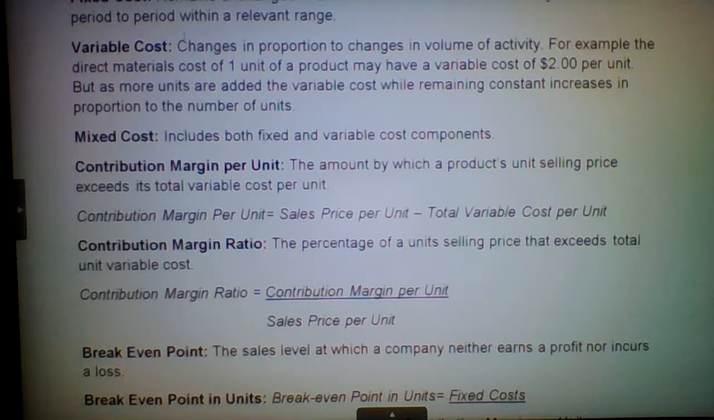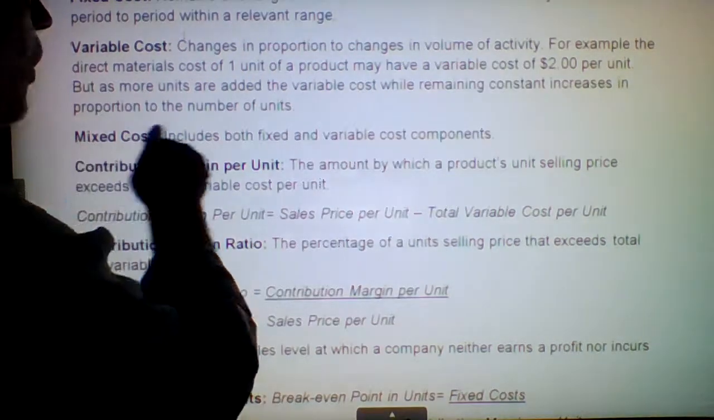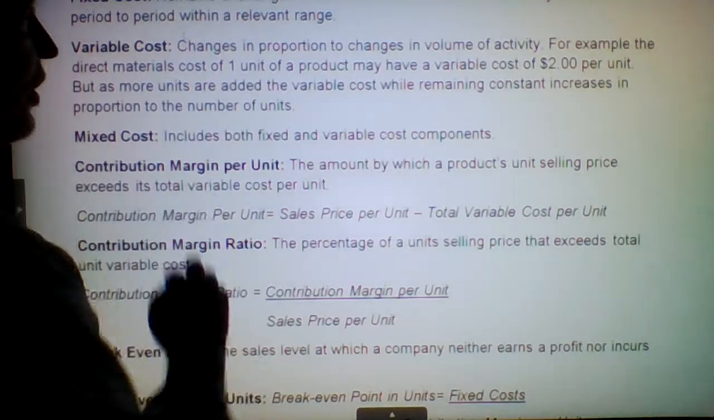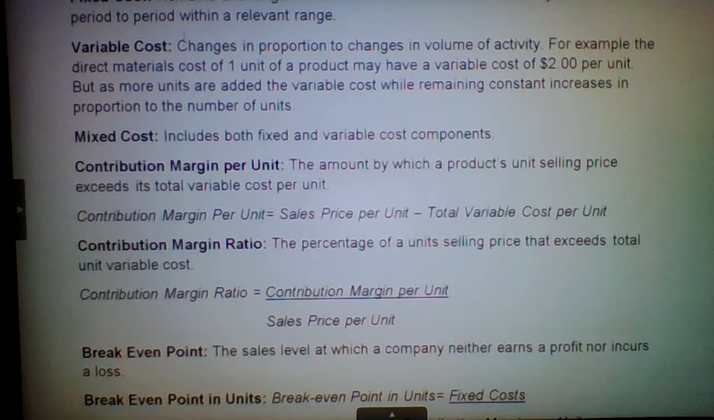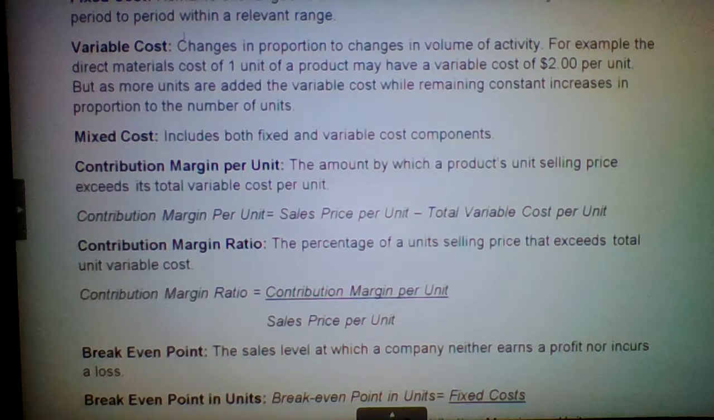We're going to talk about variable cost. Variable cost changes in proportion to changes in volume of activity. For example, the direct materials cost of 1 unit of a product may have a variable cost of $2 per unit. But as more units are added, the variable cost, while remaining constant at a per unit basis, increases in proportion to the number of units. So if you have 10 units, you have $20 of variable cost. If you have 100 units, you have $200 of variable cost. So it's going to increase in proportion to the cost per unit. Mixed cost includes both fixed and variable cost components.